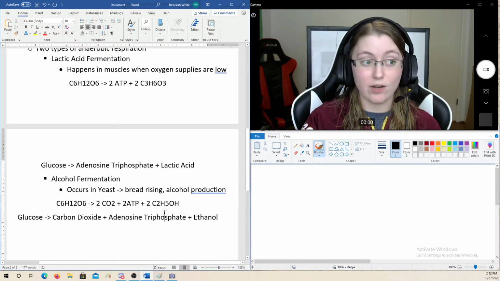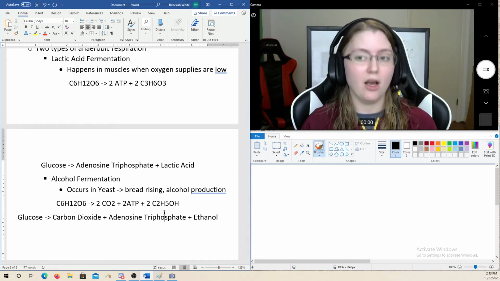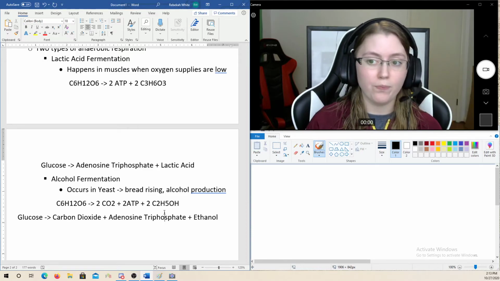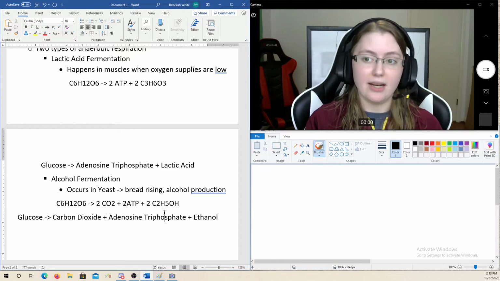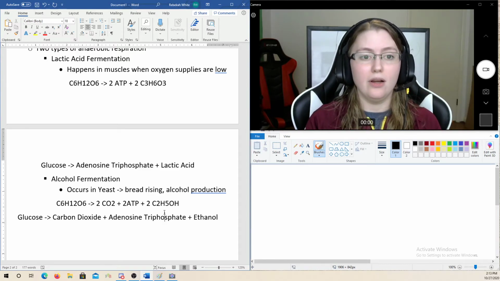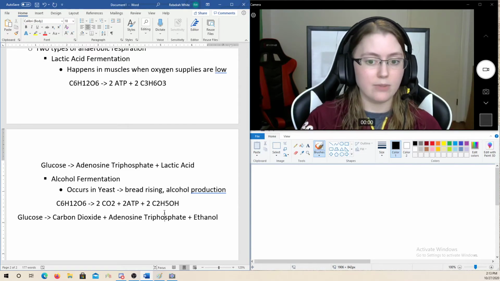Both of these anaerobic respiration processes produce 2 ATP per glucose molecule. So, when they break down a glucose molecule, typically they break it in half first and then they get 2 ATP from that process. So that happens in both types.